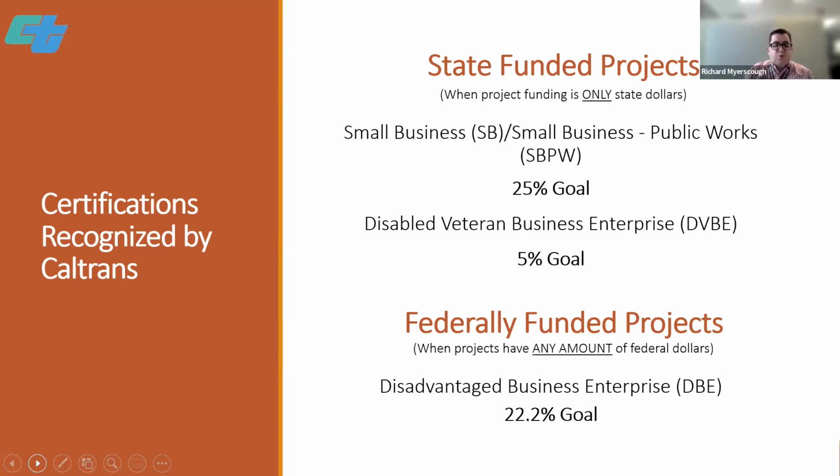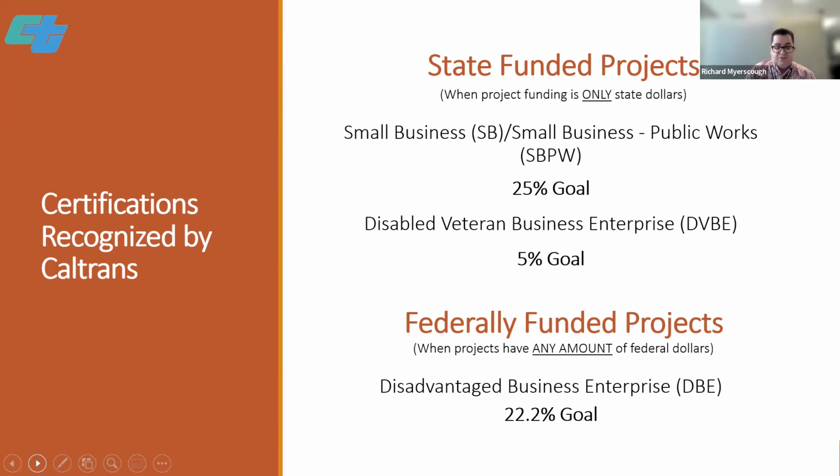Caltrans recognizes 3 business certifications: small business, or SB. The small business umbrella is a state of California certification, includes the micro business designation and the adjacent small business for the purpose of public works, SBPW certification. We also have the Disabled Veteran Business Enterprise, or DVBE. The Disabled Veteran Business Enterprise is also a state of California certification that seeks to assist armed forces veterans with service-related disabilities who have left military service.